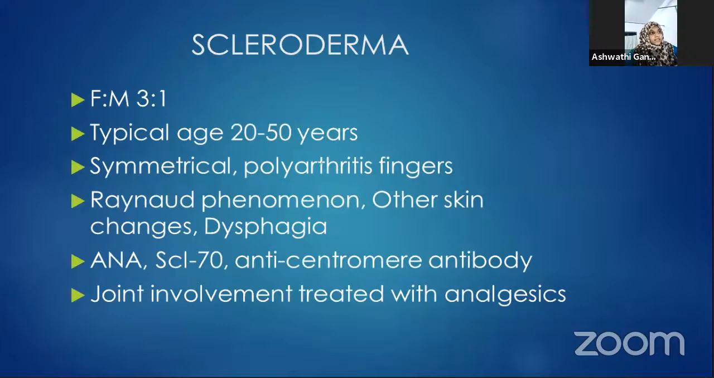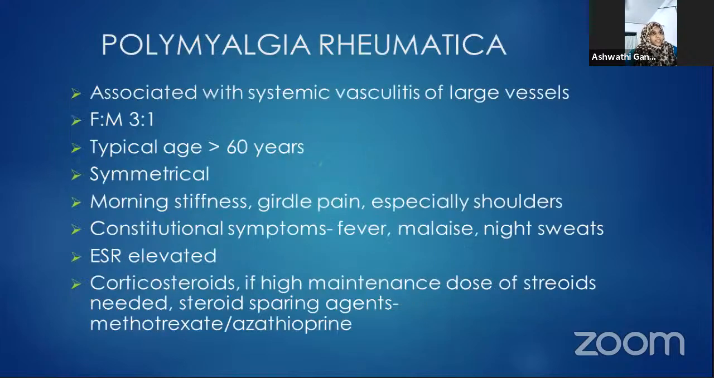Then another thing we often miss is polymyalgia rheumatica. It is a disease of the elderly. Females are most commonly affected. It is associated with systemic vasculitis of large vessels, symmetrical. Here we can see morning stiffness of the upper extremity, especially the shoulders. There can be constitutional symptoms. ESR is elevated, fever, malaise, and night sweats can be seen. Here, steroids are usually given.